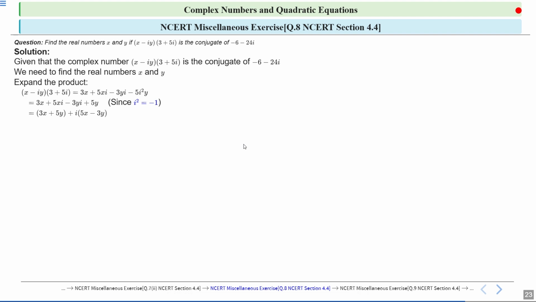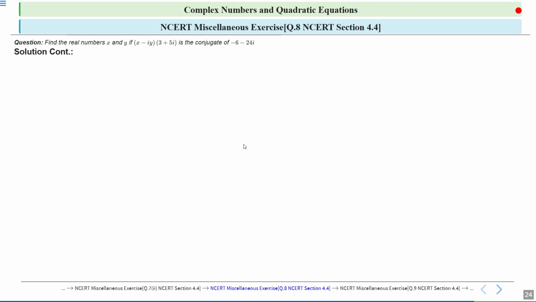Now combining like terms, the real part is 3x plus 5y and the imaginary part is 5x minus 3y. So x minus iota times y times 3 plus 5 times iota is equal to 3x plus 5y plus iota times 5x minus 3y. The conjugate of minus 6 minus 24 times iota is minus 6 plus 24 times iota. So 3x plus 5y plus iota times 5x minus 3y equals minus 6 plus 24 times iota.